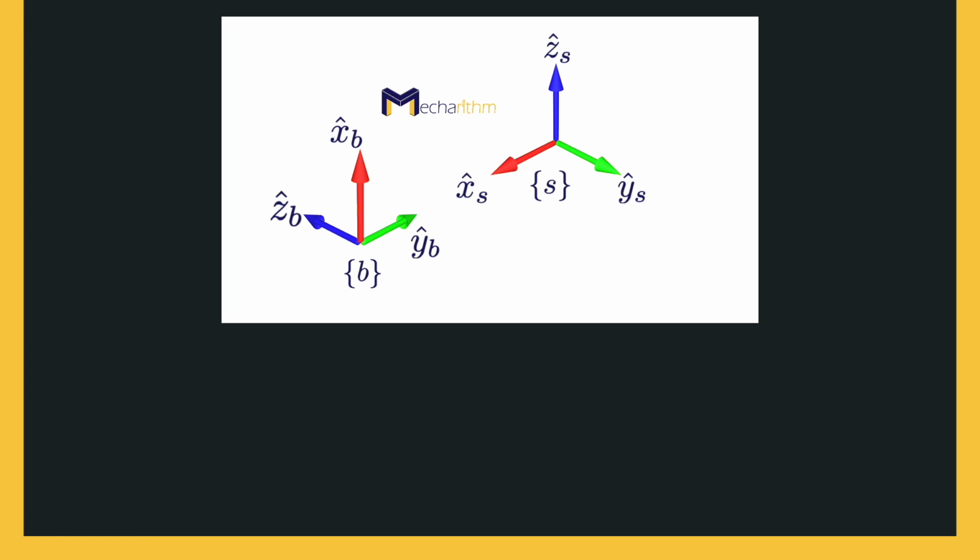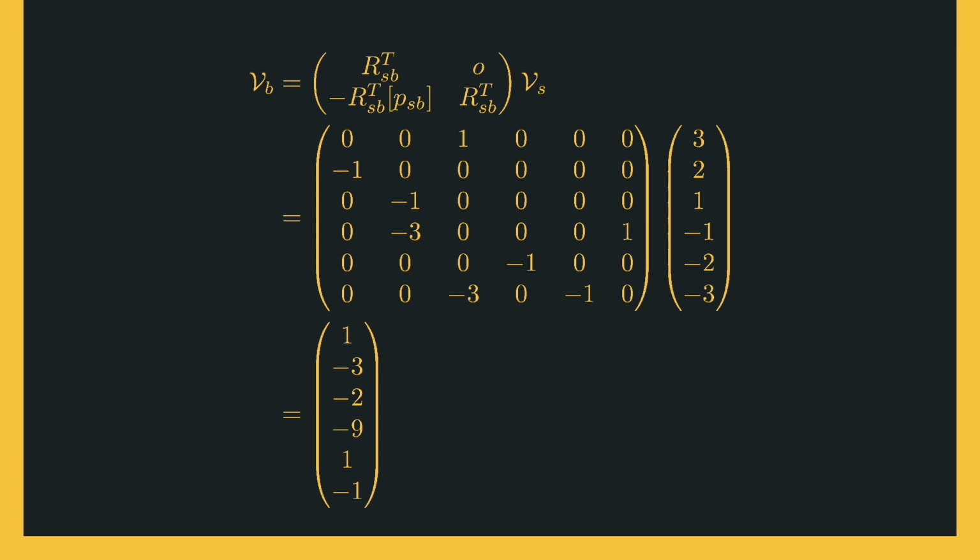Suppose that the body frame's x-axis is in the direction of the z-axis of the S-frame, and the body frame's y-axis is in the opposite direction of the x-axis of the S-frame. And the origin of the B-frame relative to the S-frame is 3, 0, 0. The twist is represented in the space frame as 3, 2, 1, minus 1, minus 2, minus 3. 3, 2, 1 is the angular component, and minus 1, minus 2, minus 3 is the linear component of the twist. We want to find the representation of the same twist in the body frame B. We just learned that the adjoint representation of the transformation matrix could be used to relate the spatial twist and the body twist. So the body twist can be found using this equation in terms of the spatial twist.